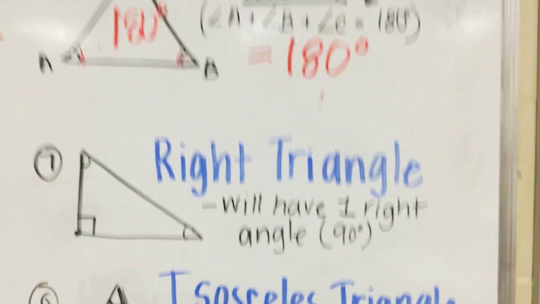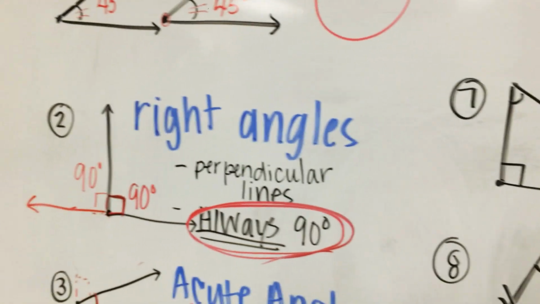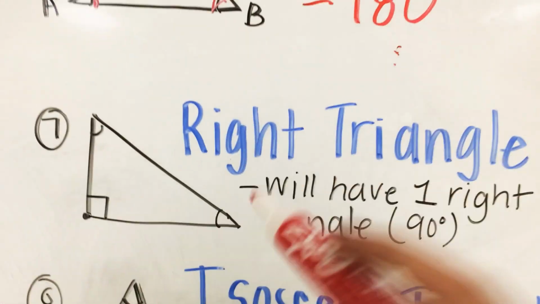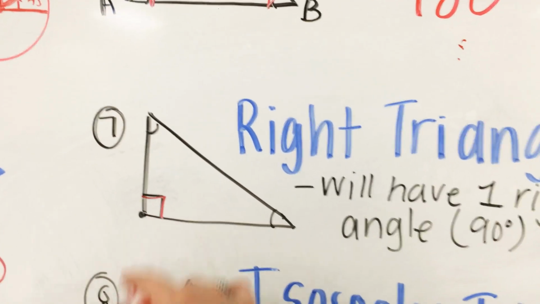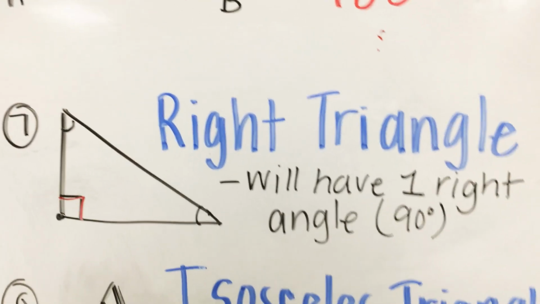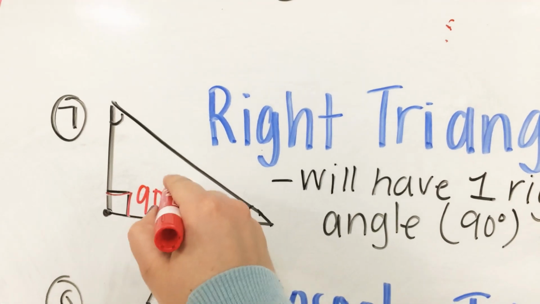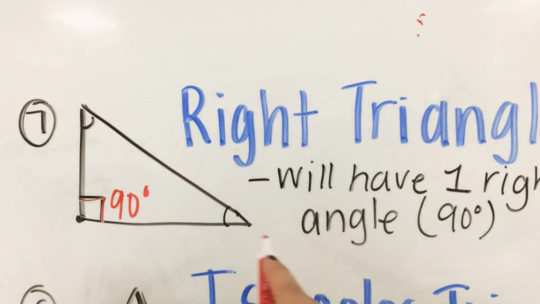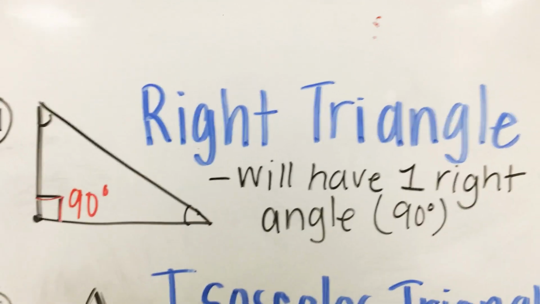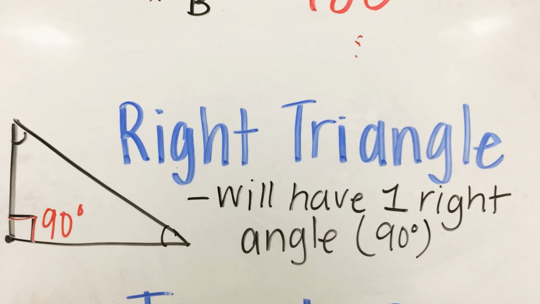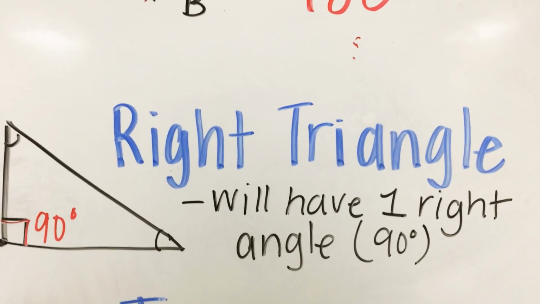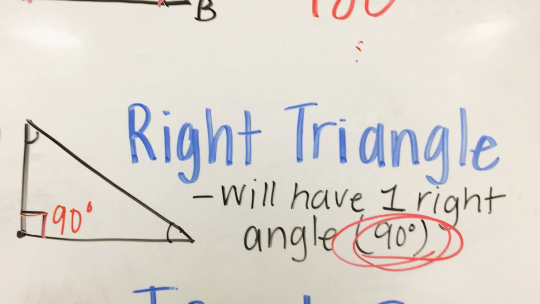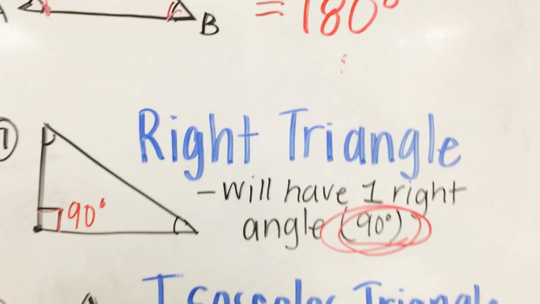Okay, moving down to a right triangle. Just like our right angle, okay, it's based off of a right angle. A right triangle will always have one right angle in it, okay? So if you remember, a right angle equals 90 degrees. So it's always going to be a perpendicular triangle, okay? Two of the lines are going to be perpendicular, and the other one is going to connect them. Your right triangle will always have one 90 degree right angle, okay?